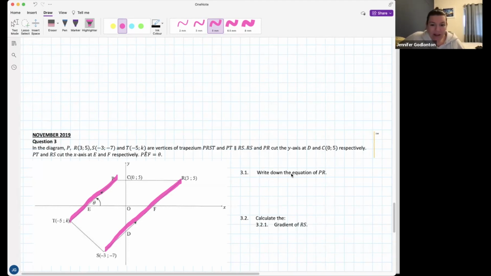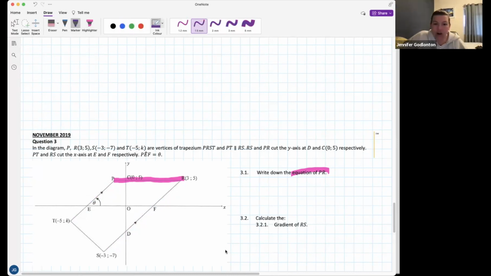First step, write down the equation of PR. PR is this line over here. There is some very important information in the coordinates that you can see for C and R. The coordinates of C are 0 and 5, and the coordinates of R are 3 and 5. So there's something very important that you need to see there in order to write this equation. Give it a go. That should help.